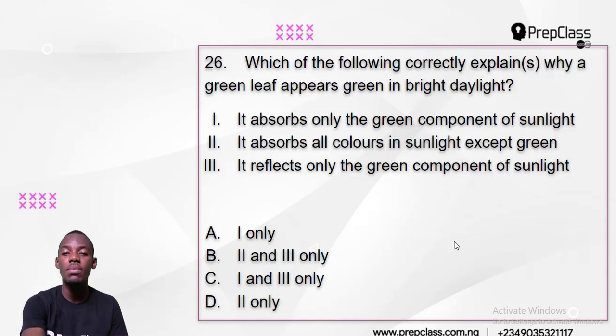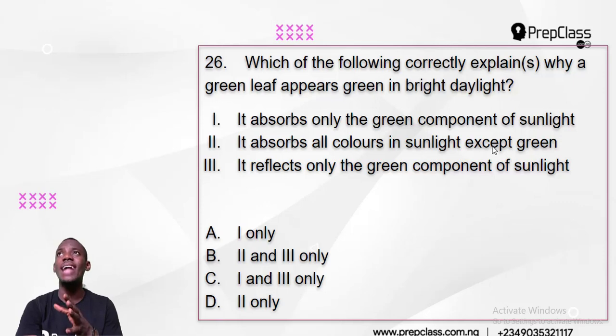So in the case of this green leaf, the answer is therefore that it absorbs all colors from the sunlight except green. The sunlight coming is multicolored, but because the leaf is green, it will absorb all the colors but refuse to absorb green. It will shine out green, and when you look at the tree, you'll be seeing a green leaf. So that's why it is green.